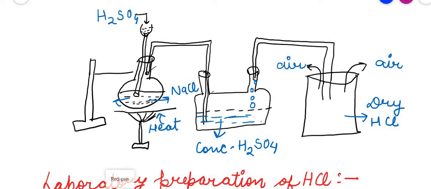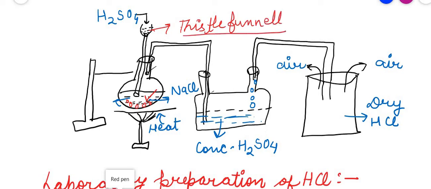a round bottom flask containing your NaCl, and on that NaCl, with the help of this Thistle funnel, that is called your Thistle funnel, because it is not like our normal funnel. Usually funnels are like this. But this Thistle funnel is such a kind of funnel which has this curved glass. This curved kind of funnel is called your Thistle funnel.